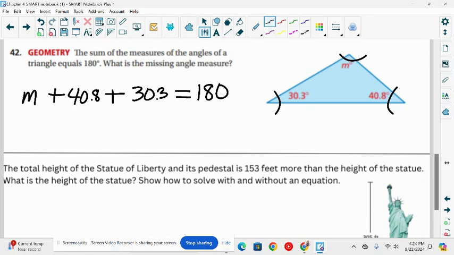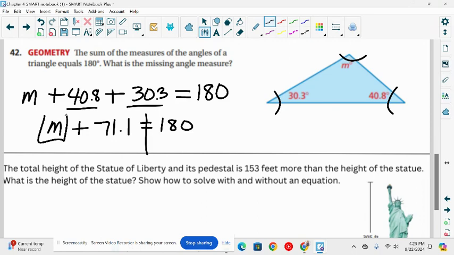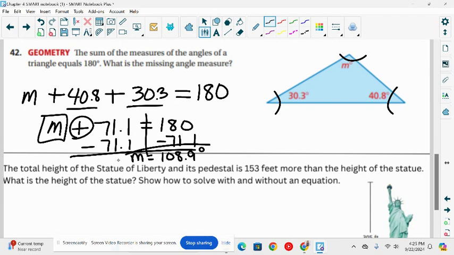So same process, we would add these two together. So 40.8 plus 30.3, and we should get 71 1/10 plus this missing angle equals 180. So then I chop it, box it. I'm going to do the opposite on both sides, making sure it's balanced. So M ends up equaling 108.9 degrees.